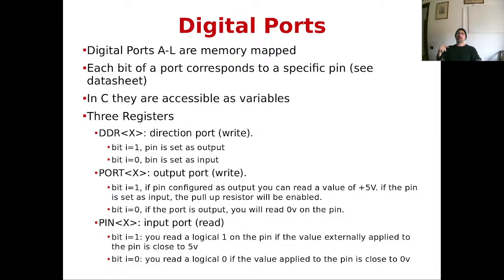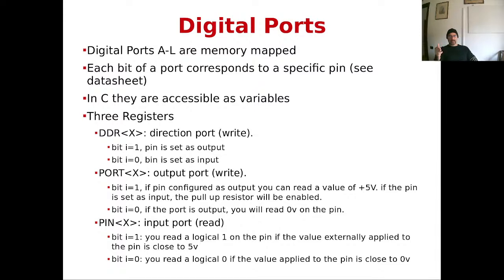If it's set as input, that pin is in high resistance mode, so basically you can't write on that pin, but it's accepting values from the outside. If you set it at 1, that pin is used as output. If you set it at 0, that pin is used as input. This is the data direction register. It's used to configure the port: what do I want to do with each individual pin of that port?